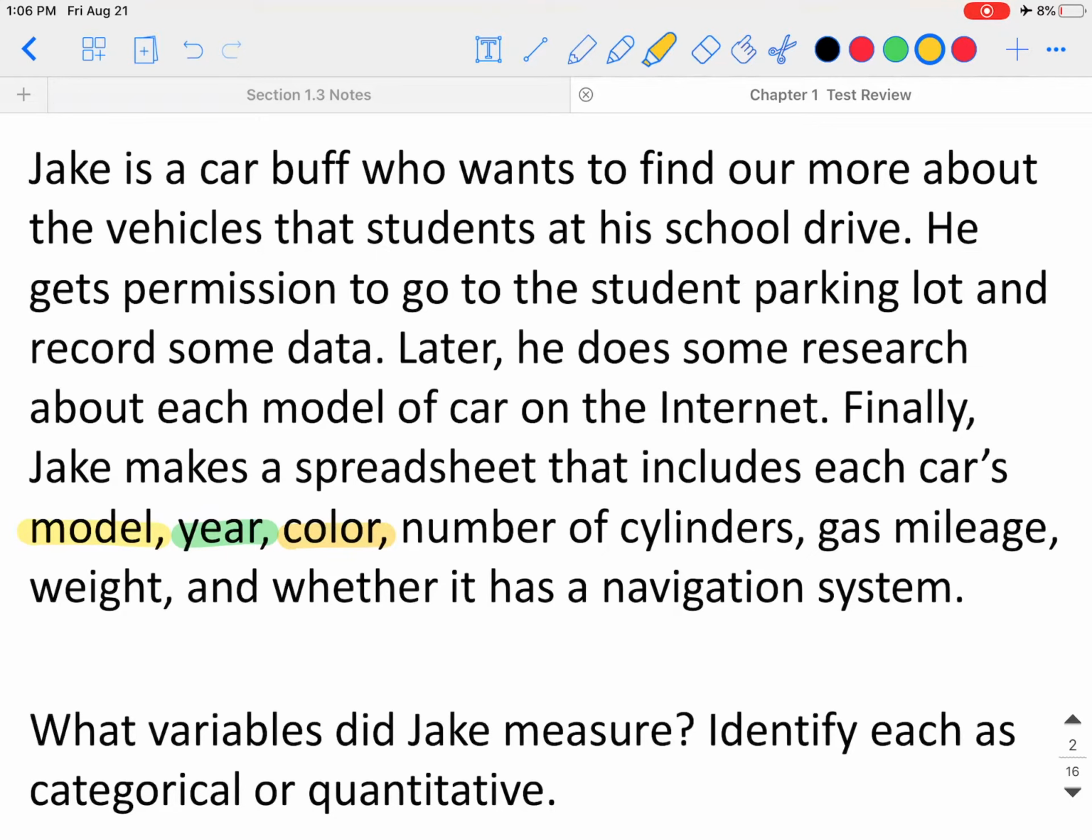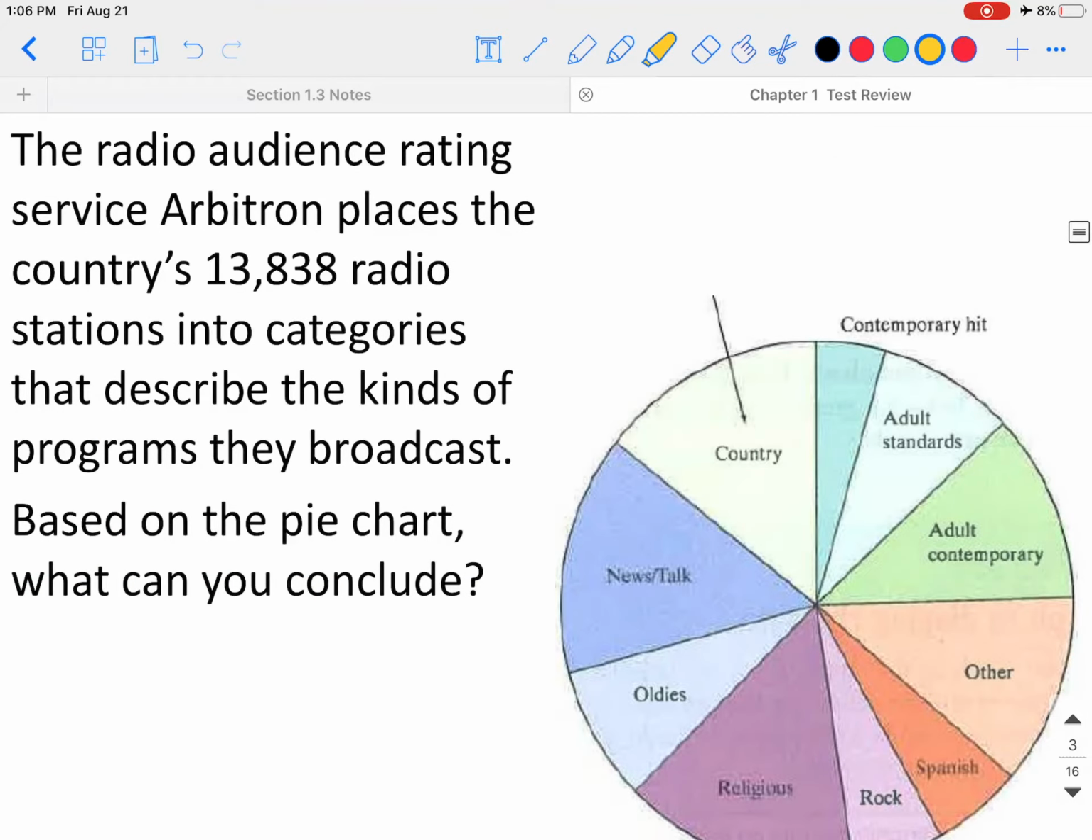We would look at the color of the car. The color is just going to put it in a specific category, so that would be categorical. The number of cylinders the car has, you could find the average number of cylinders, so since you can do a calculation with it, it is quantitative. The gas mileage a car gets would also be quantitative. The weight of the car would be quantitative, and whether it has a navigation system or not would put it into a specific category, so that would be a categorical variable.